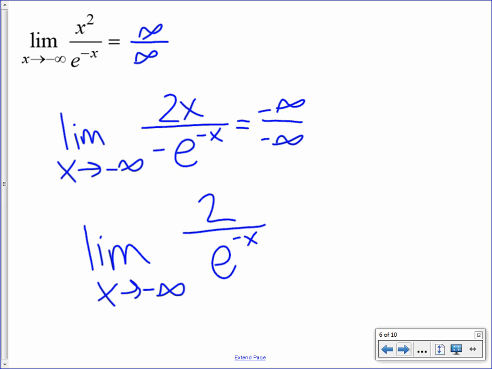Good job, John. Let's go. It's 0, just like at the beginning. 2 over infinity, therefore 0. That's a boundary 0 because it's a negative 0.